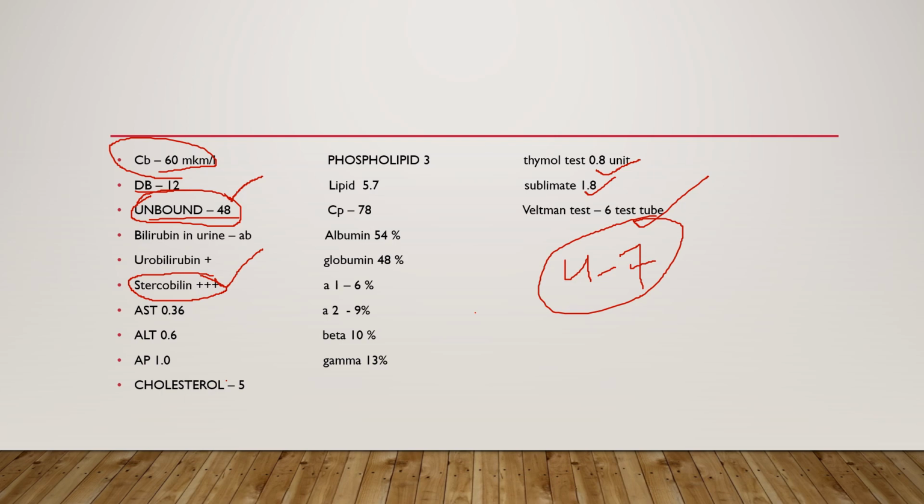So here we can see the level of common bilirubin is increased, but mainly there is an elevation of unbound bilirubin. An elevation of unbound bilirubin with the presence of stercobilin is hemolytic jaundice. So this is the way you must approach the analysis, and how you must answer it.